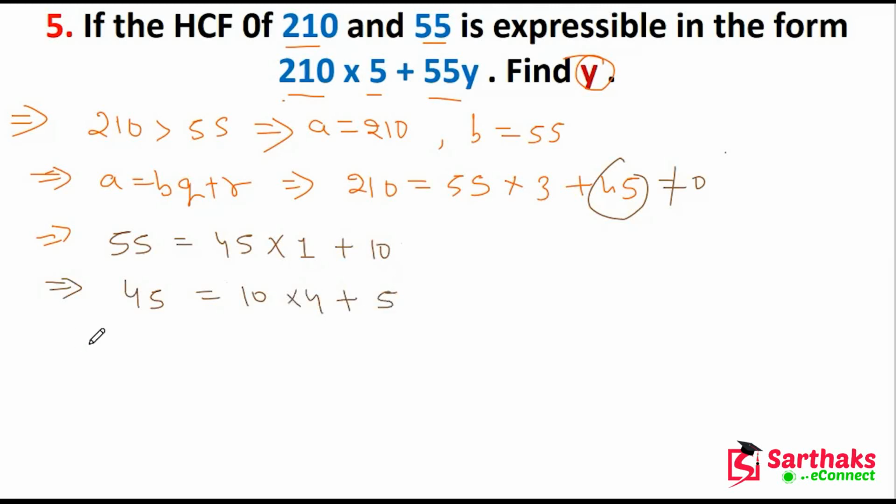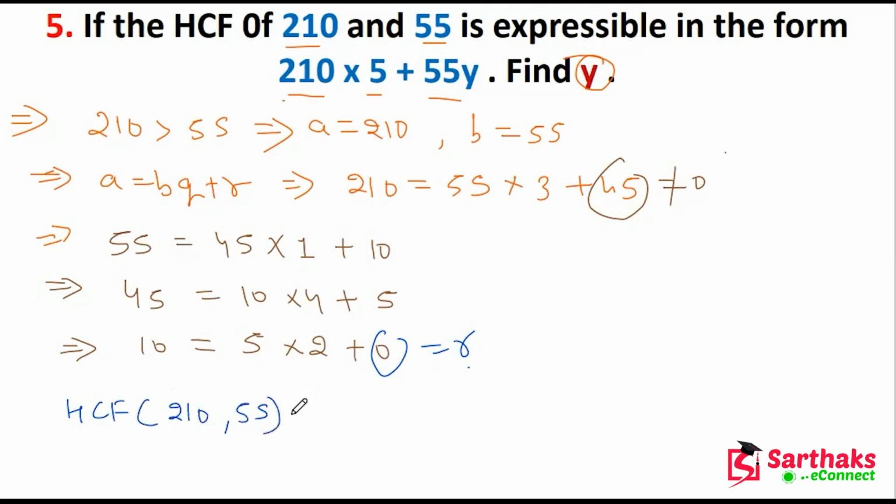Now again the remainder is not equal to 0. Now 10 becomes the dividend and 5 becomes the divisor, and it goes 2 times. Now here the remainder is 0. Now the HCF of 210 and 55 is equal to what? Yes, 5. I hope you got this point.